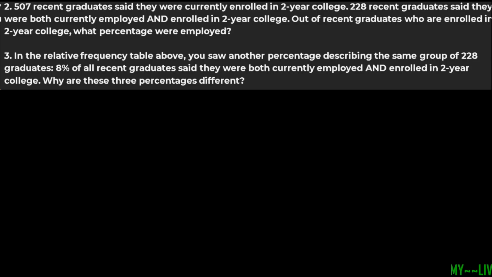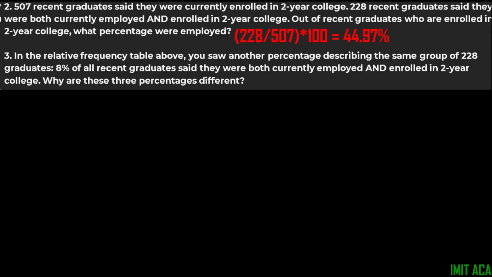Then for number 2, it says 507 recent graduates said they were currently enrolled in two-year college. 228 recent graduates said they were both currently employed and enrolled in two-year college. Out of recent graduates who are enrolled in two-year college, what percentage were employed? So very similar setup. Take the two values and make a fraction. So very simply, we're going to take 228 divided by 507. Again, make sure you do the fraction first, then multiply by 100 to get that percent. But we're going to say it's going to be 44.97%.